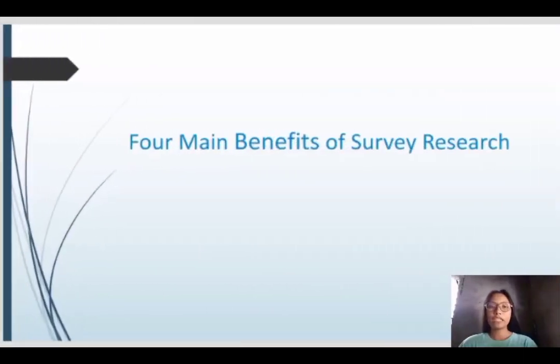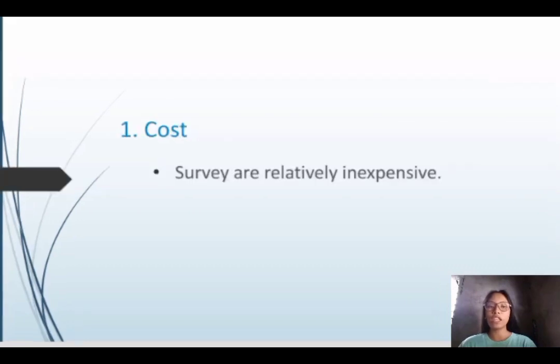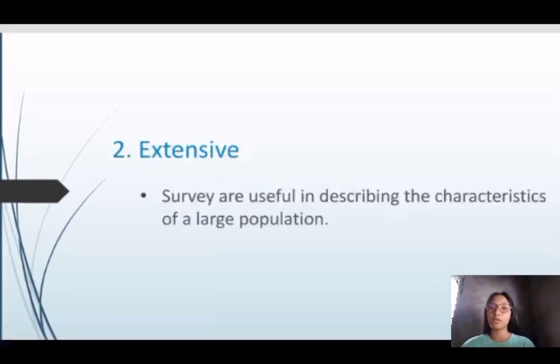Four main benefits of survey research. First is the cost. Surveys are relatively inexpensive. Online surveys and mobile surveys in particular have a very small cost per respondent. Even if incentives are given to respondents, the cost per response is often far less than the cost of conducting a paper survey or phone survey, and the number of potential responses can be in the thousands.